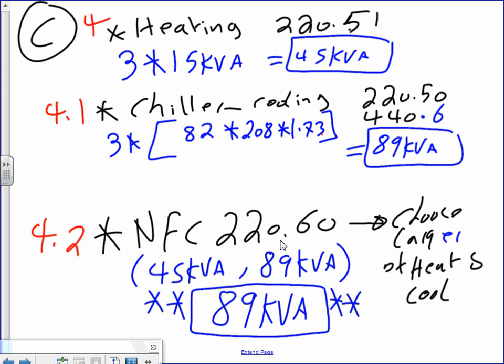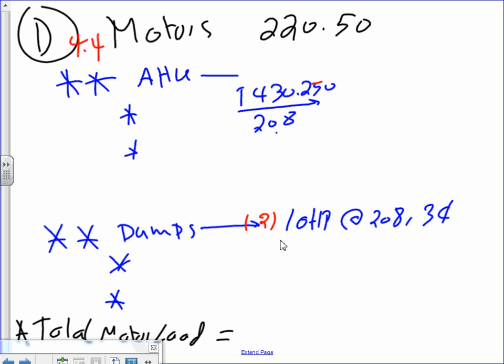Shall we flip to the motors? Everybody's good? That's easy, huh? Let's go to the motors. For motors, guys, go to 220.50. Same thing, it will tell you to go to Article 430. For Article 430, I would like you to do the following.